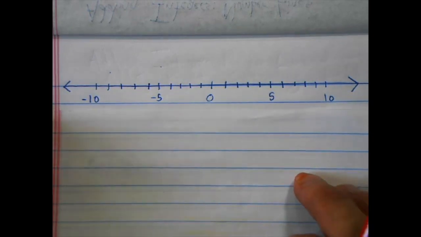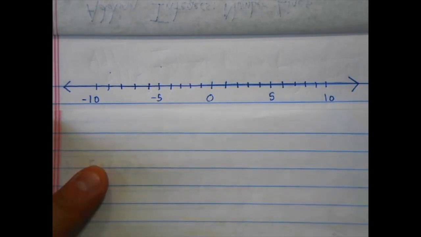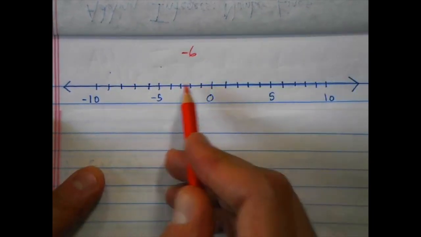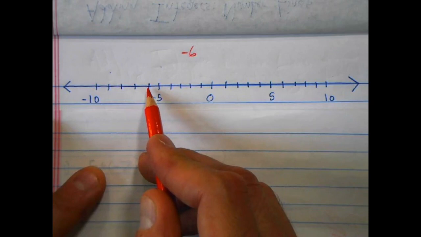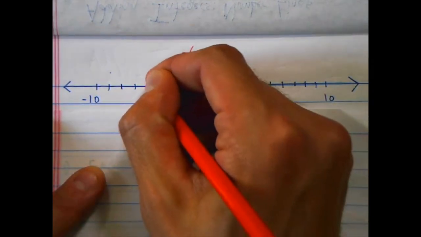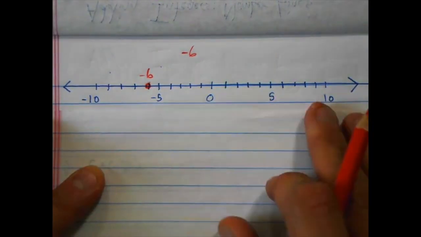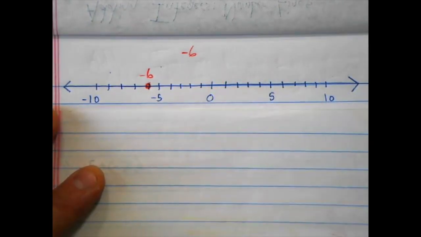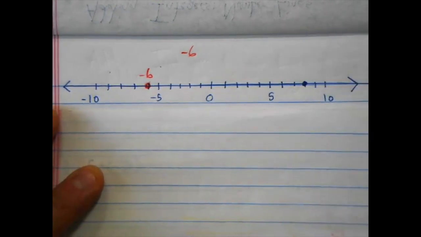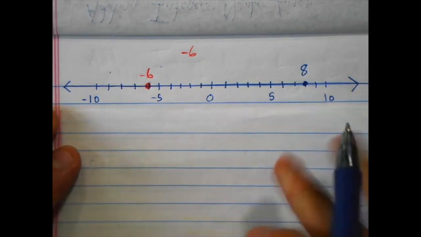You also remember that we can represent integers on a number line. For example, if I wanted to represent the integer negative 6, I know that it's to the left of 0 on the negative side of the number line, and it's to the left of negative 5 because it's smaller than negative 5. Negative 6 is right here. If I wanted to represent the integer 8, it's to the right of 0 over here because it's greater than 0, and it's to the right of 5 because it's greater than 5.